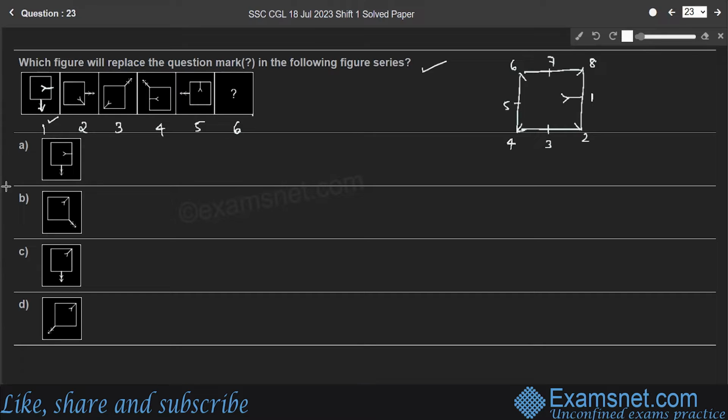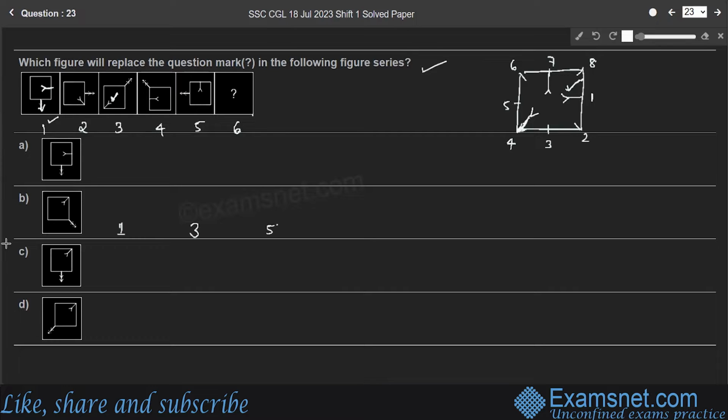Now consider the first figure, the third figure and the fifth figure, the odd numbered figures. With respect to this symbol I'm showing, look at the position of the symbol in each figure. In the third figure, the position of the symbol is here, which is the 4th position. Whereas in the 5th figure, the position of the same symbol is the 7th position.